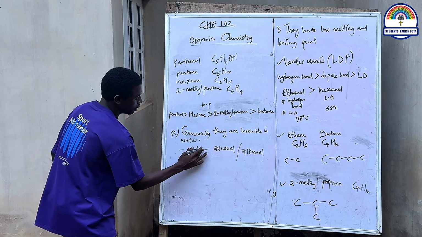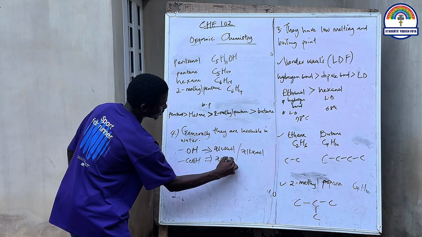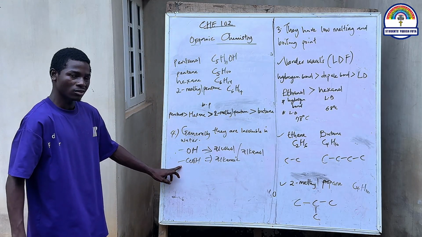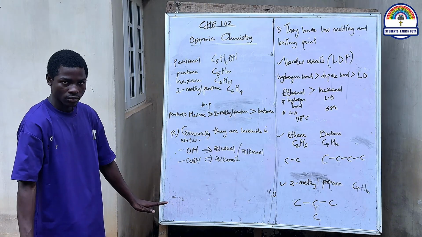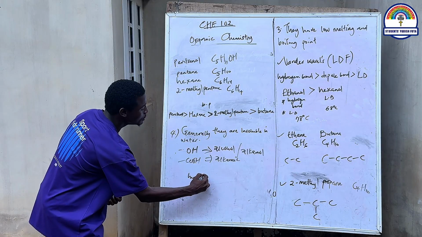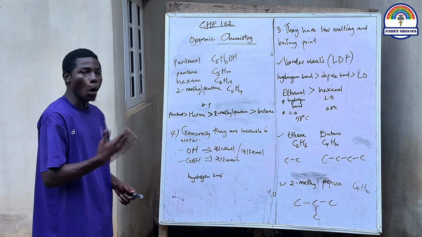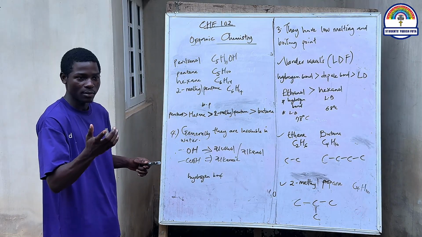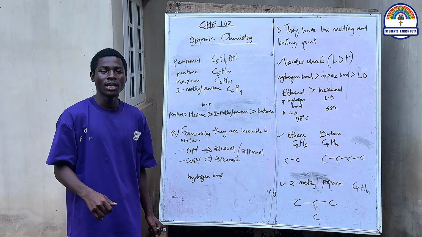We have the COH, the alkanoic acids. Many compounds you see having this are usually soluble. Why? Because they have hydrogen bond in them. Hydrogen bond increases the solubility of a compound in water. Once you have hydrogen bond, you have a tendency to be soluble in water. But there are other factors that might not make you soluble in water.